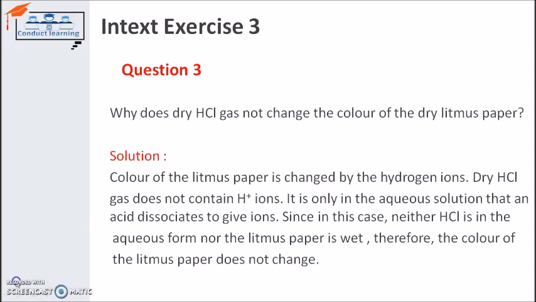Otherwise the color will not change, because in wet state of litmus paper or in wet state of HCl, they can form the ions, H+ ion, and the H+ ion is responsible for changing the color of litmus paper, to show that the solution is acidic. It is also written that the color of the litmus paper is changed by the hydrogen ions. Dry HCl gas does not produce H+ ions. It is only the aqueous solution that produces ions.